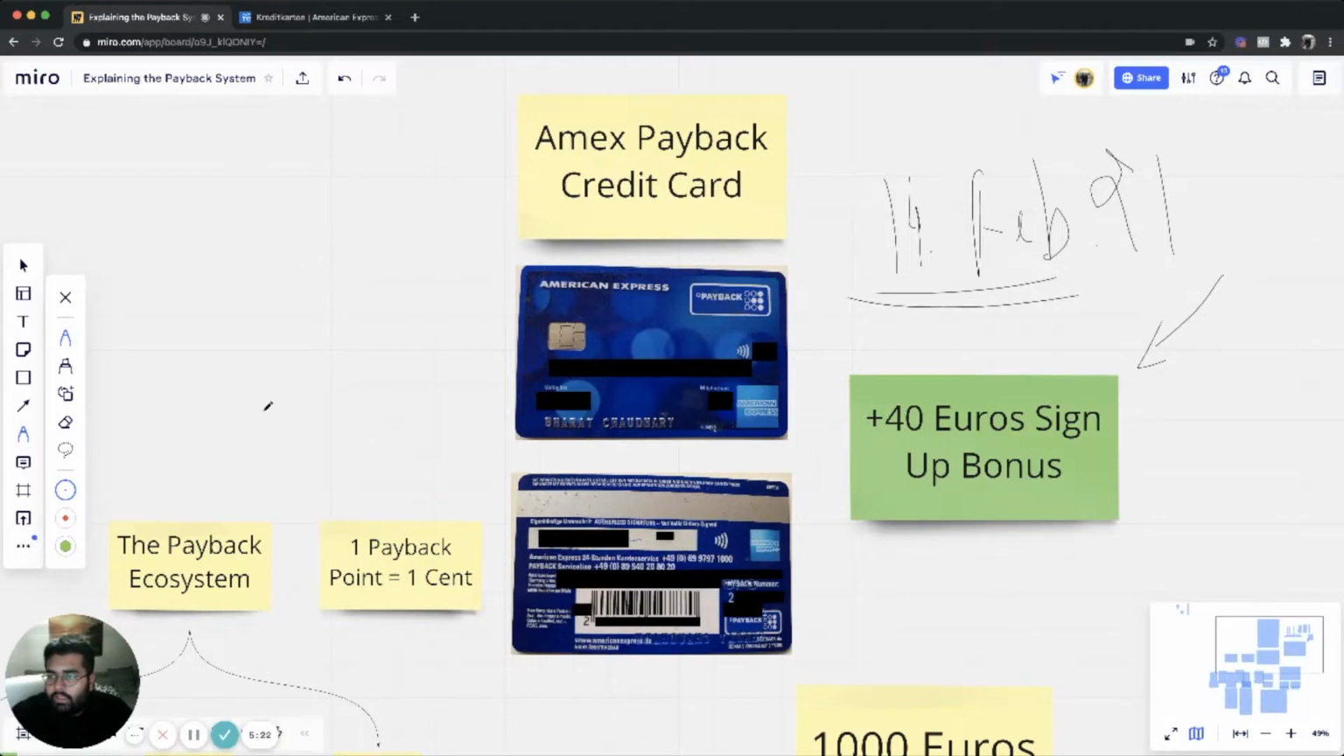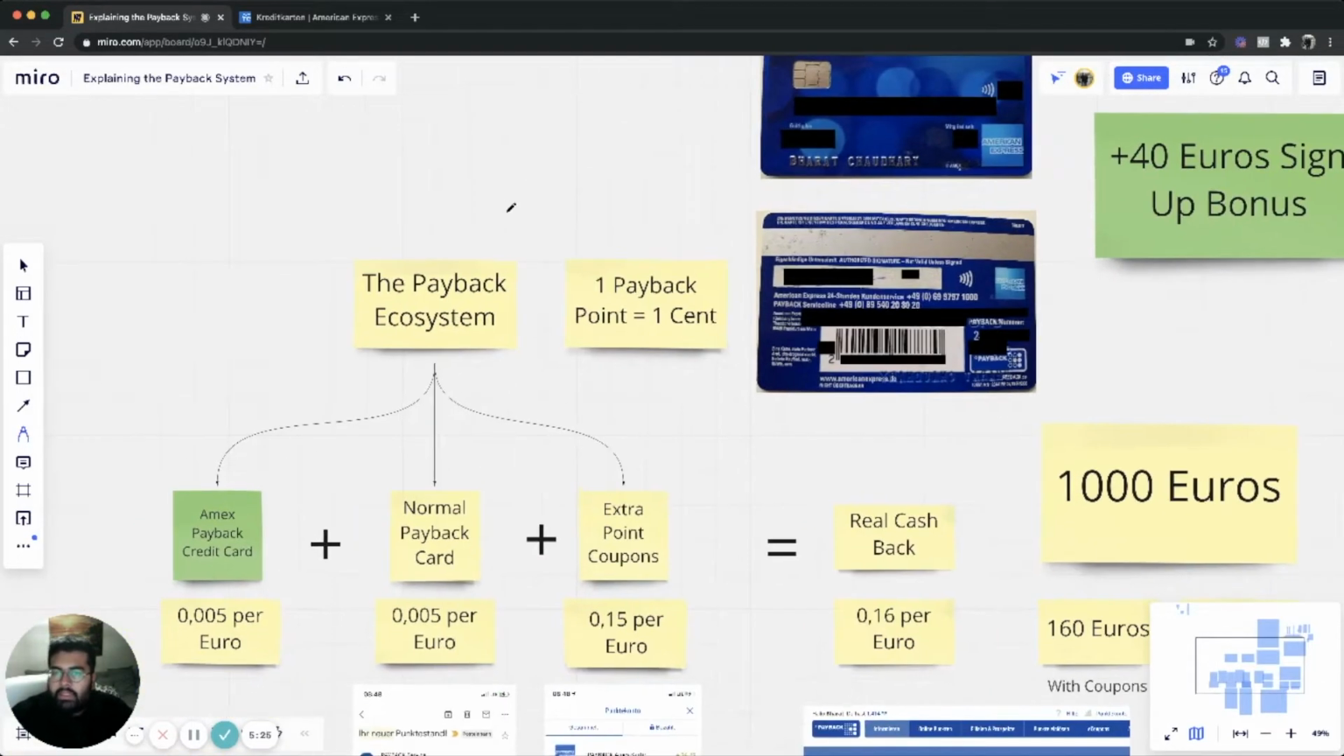So let's hope it is clear for everybody that the Payback system essentially equates 1 cent to 1 point. And you're getting, for 1 euro, 0.5 cent for paying via the American Express credit card.